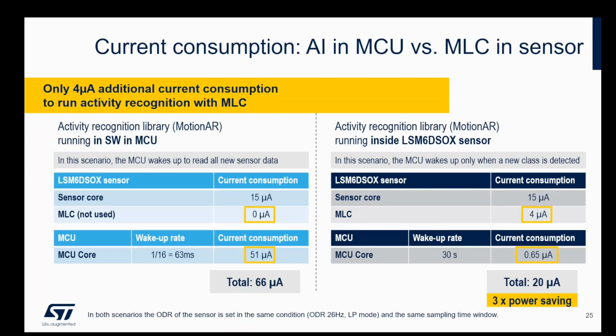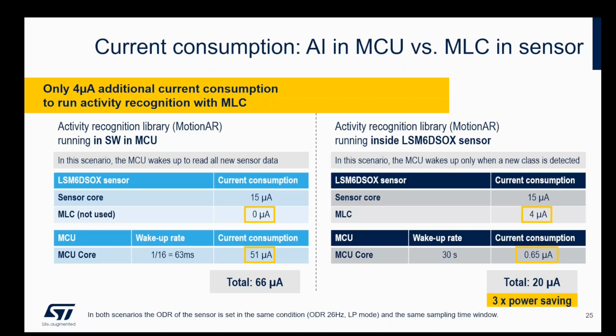If you were to do the math of why this makes sense, on the left-hand side we have implemented the algorithm for activity recognition using the accelerometer, where the algorithm runs on a microcontroller. In this case, we are using a Cortex M4. The sensor will consume about 15 microamps of current. As you can imagine, in this scenario where the algorithm runs on the microcontroller, the machine learning core is not used. And the MCU you wake up once every 16th of a second, or every 63 milliseconds. So the current consumption is about 51 microamps. So the total is 66 microamps to do human activity recognition in the software implementation when the logic is running on the microcontroller.